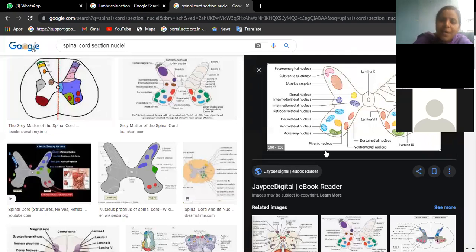Okay, surrounding this gray matter, we have white matter, no? In that white matter, try to show the list of ascending and descending tracts. Okay, so that is the section of spinal cord and labeling the internal structure. When you draw this completely, you will get full marks.